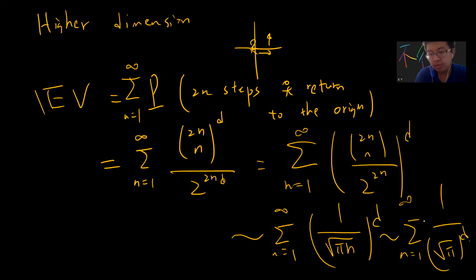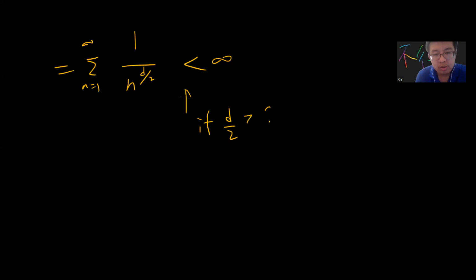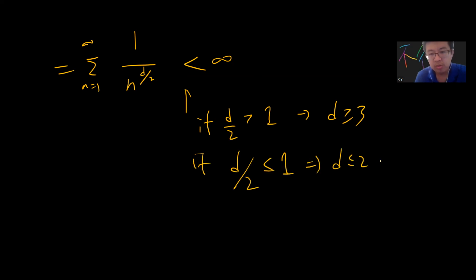So it's 1 over square root of pi to the d. Sorry, square root of n to the d. Okay, then let's neglect this 1 over square root of pi d. So the answer will be this. Obviously this is finite if d over 2 is greater than 1, so that means d is greater than or equal to 3. If d is less than or equal to 2, then this will be infinite.